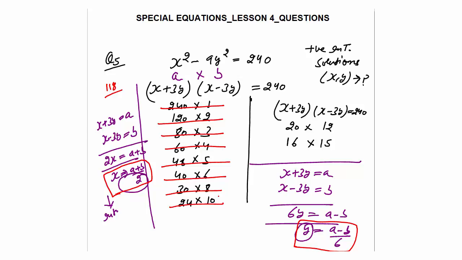So for x square minus 9y square equals 240, no solution exists such that x and y are positive integers. So the answer is no solution.